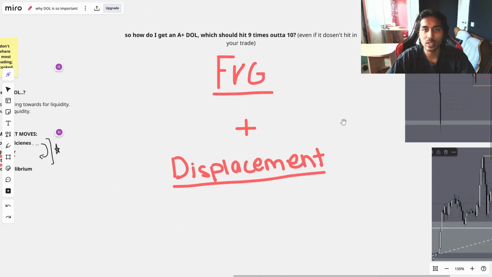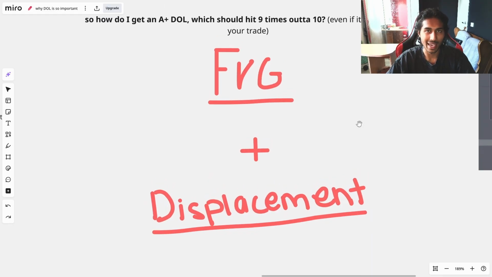You have to enter only the best draw in liquidities. A+ draw in liquidities. It's not just about identifying draw in liquidity and entering a trade. It's about only taking trades that are A+. And an A+ trade requires A+ draw in liquidity.